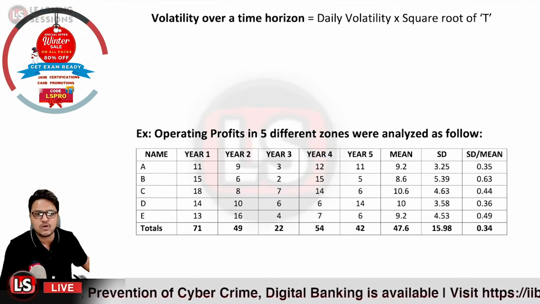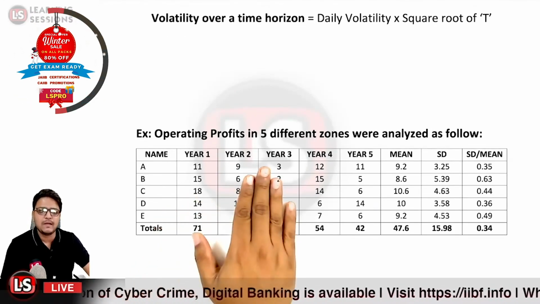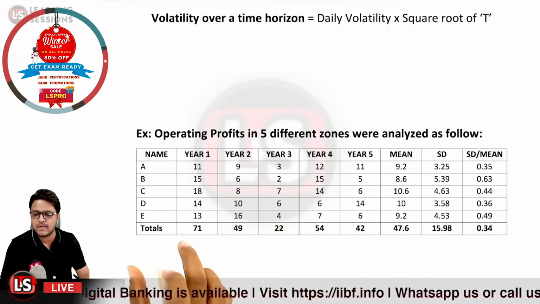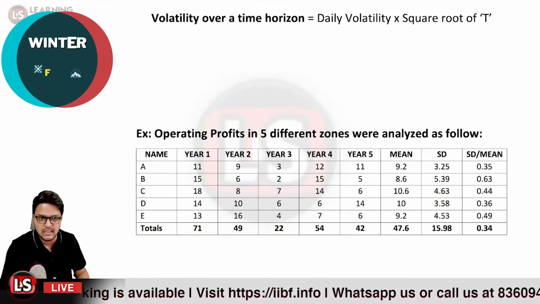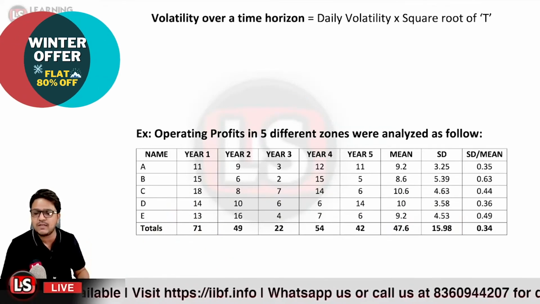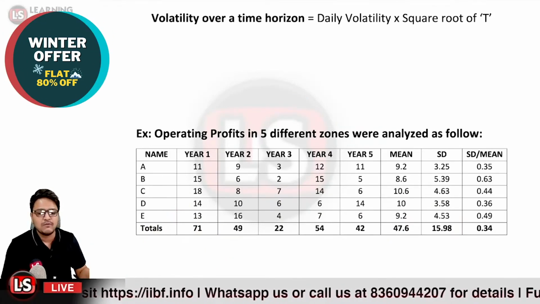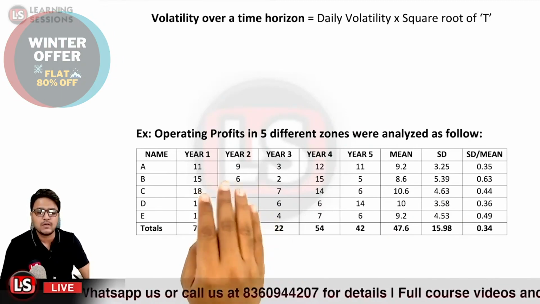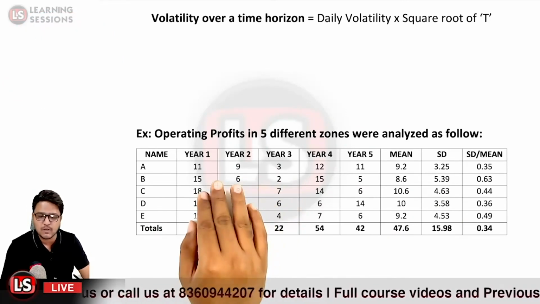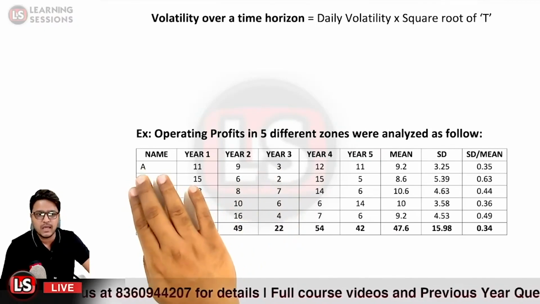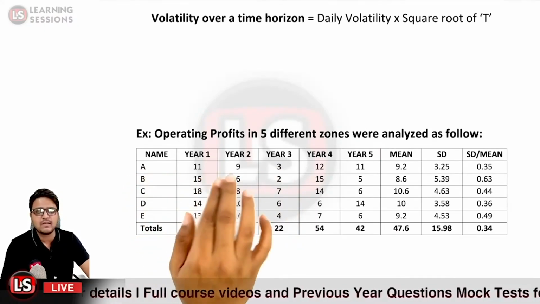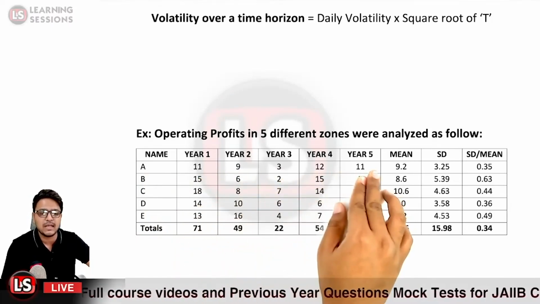The first example says operating profits in different 5 zones were analyzed as follows. These are the different 5 zones named A, B, C, D, E, and over the different 5 years, we are provided with the different operating profits. So for the zone A, for year 1 we have profit equal to 11, 9, 3, 12, 30, 11, etc.